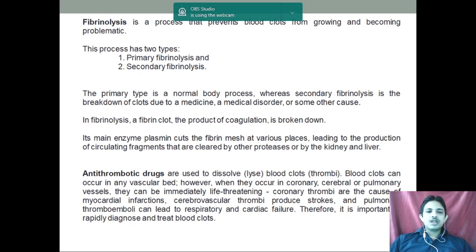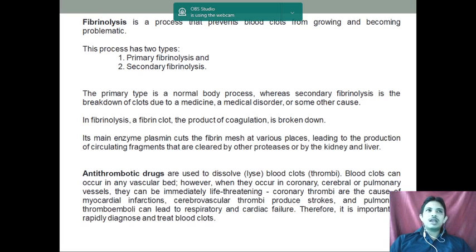Now fibrinolytic drugs are used to dissolve, that means break down, blood clots, that is, thrombi. Now blood clots can occur at any vascular bed, however they commonly occur in the coronary, cerebral or pulmonary vessels. In such cases, they are responsible for life-threatening conditions. Coronary thrombi cause myocardial infarction, cerebral thrombi may produce stroke, and pulmonary thromboemboli can produce respiratory or cardiac failure.